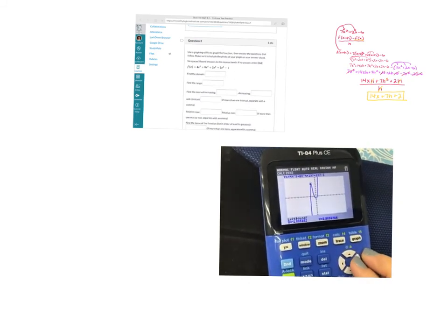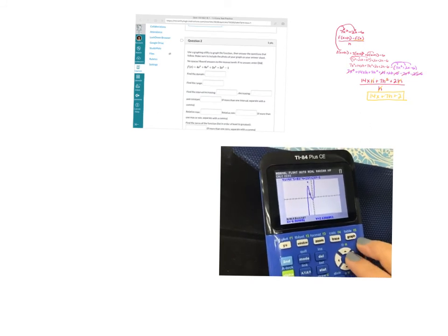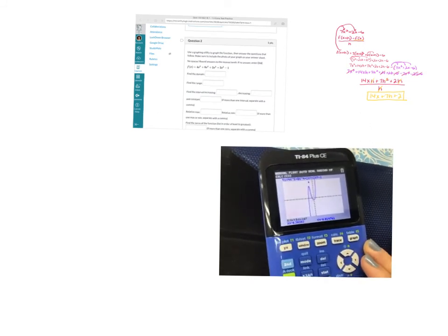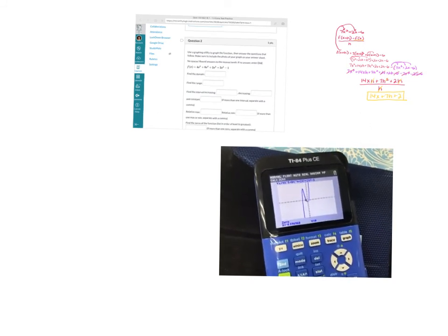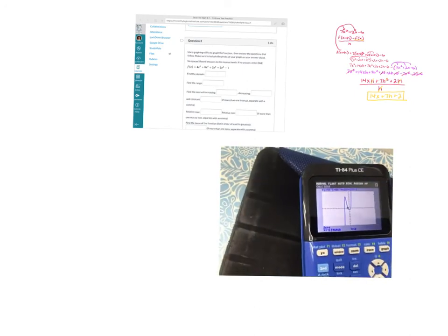Other 0, go to the next one, go left of that, go right of it. Enter, and it takes me to the next 0, which is negative 0.6. Last one, second trace, go to the last 0, left of it, right of it, enter, 0.5. Okay, let me pause this.